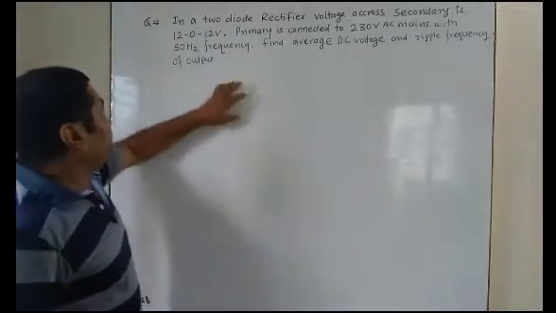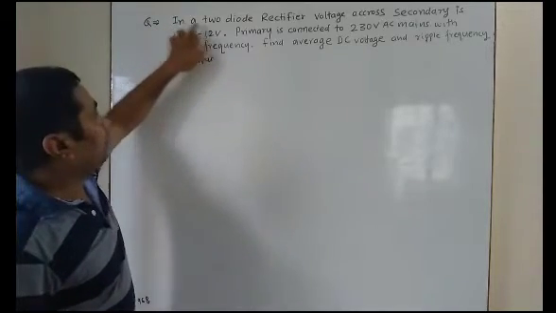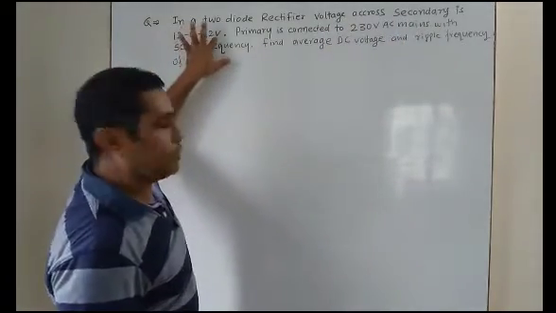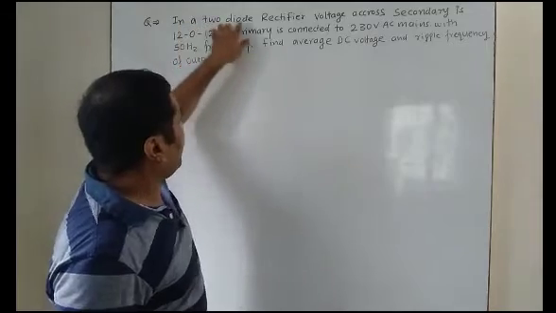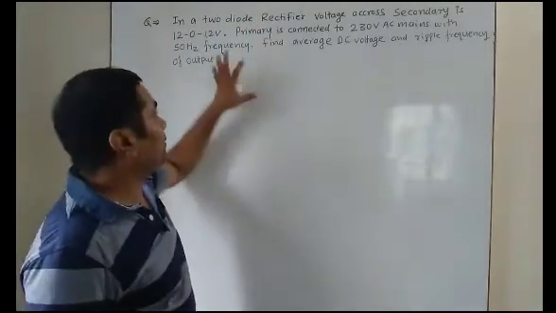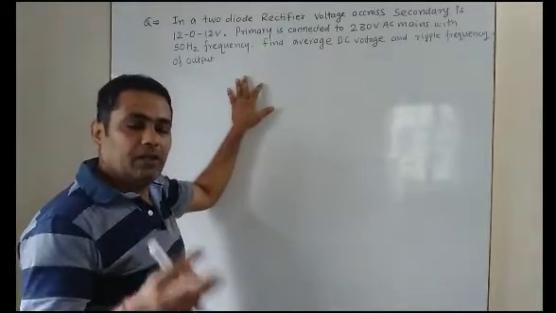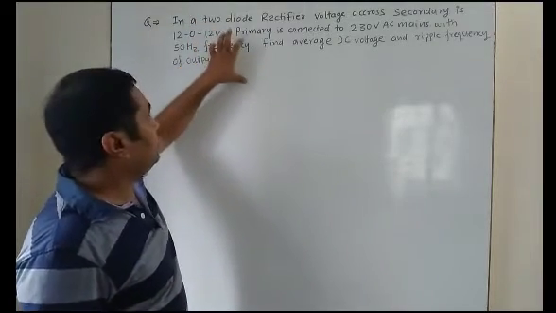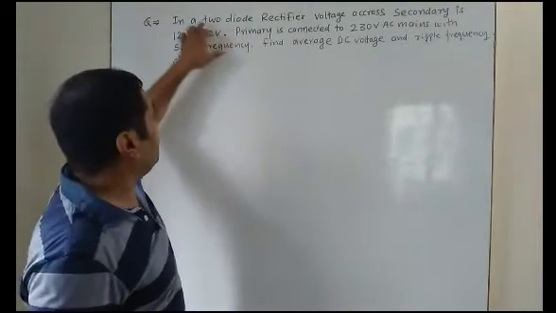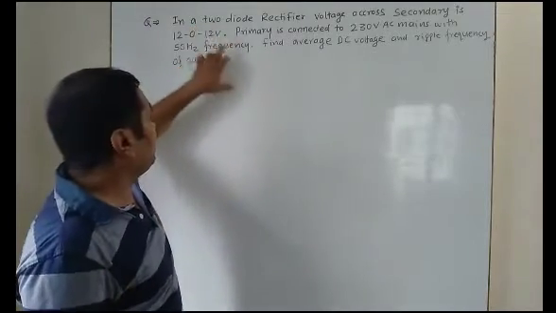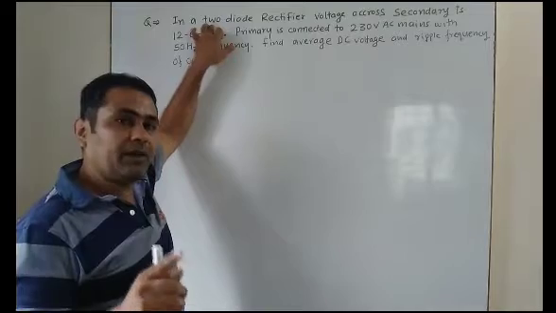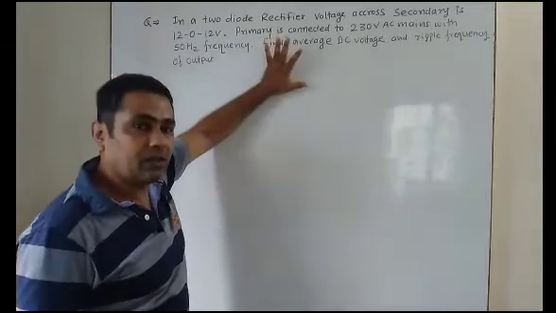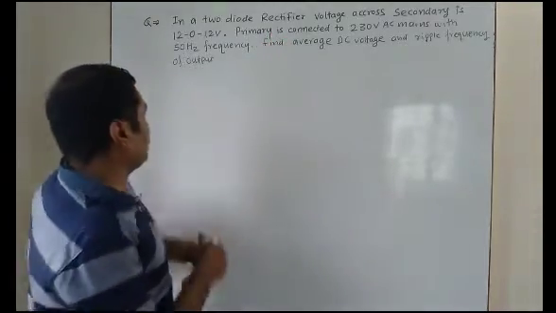Now this is another problem. Let us see. In a 2-diode rectifier, the voltage across secondary is 12 volt. Here 2-diode rectifier is written. It means, which kind of rectifier is this? Is it a half wave rectifier? No, because half wave rectifier uses only one diode. Is it a bridge rectifier? No, because bridge rectifier uses 4 diodes. So the remaining rectifier is the 2-diode rectifier, the full wave rectifier using a center tap transformer. That means this rectifier is constructed using a center tap transformer. Let us see in the diagram.